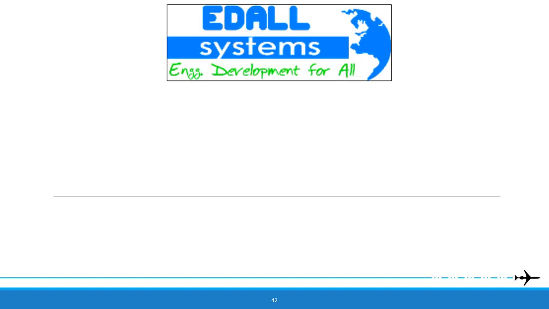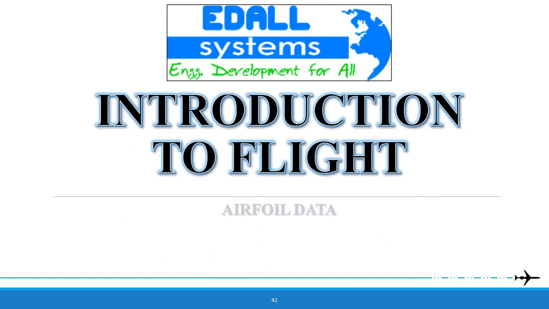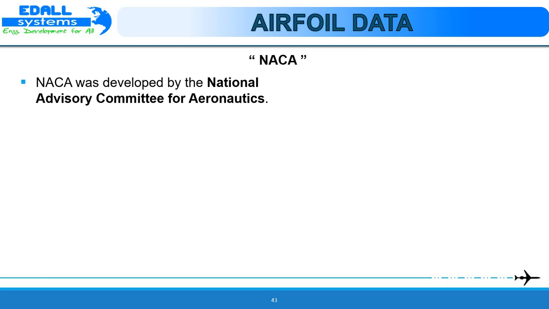In our previous session, we had discussed the airfoil terminologies. Let us start off with airfoil data. During the late 1920s and into the 1930s, the NACA developed a series of thoroughly tested airfoils and devised a numerical designation for each airfoil, a 4-digit number that represents the airfoil section's critical geometric properties. It was developed by the National Advisory Committee for Aeronautics.